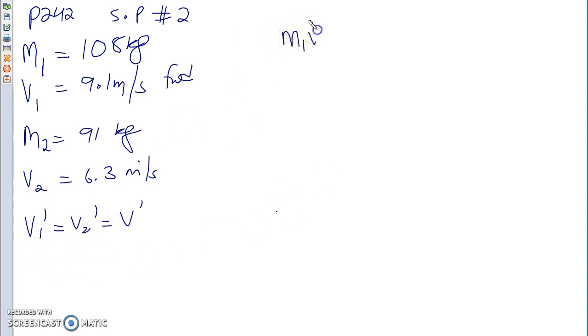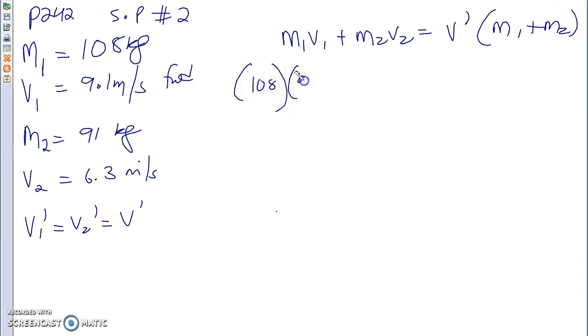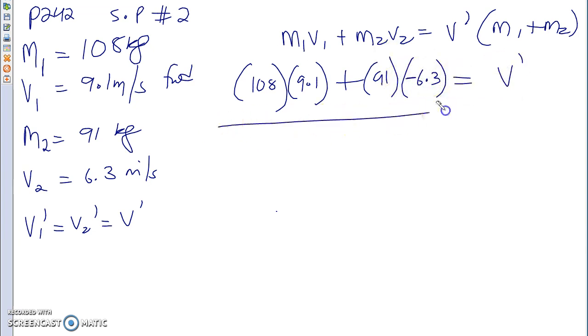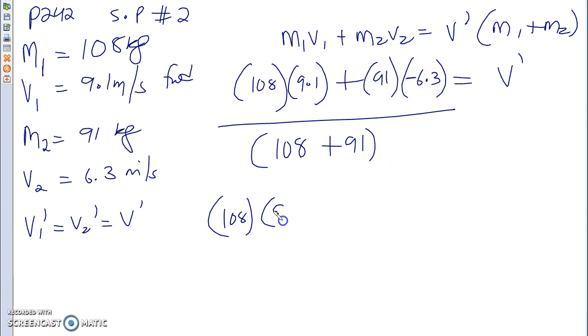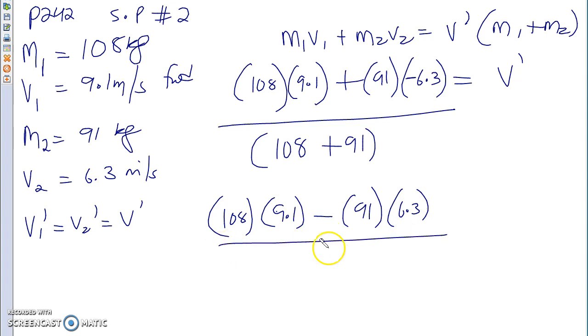So we're going to do m1 v1 plus m2 v2. Now we're going to change up the equation slightly, so it's going to become V prime times m1 plus m2, because after the collision both players join together. So we're going to do 108 times 9.1 plus 91 times negative 6.3, which equals V prime times 108 plus 91. Remember, it's a negative here. So it's going to be 108 times 9.1 minus 91 times 6.3, divided by 108 plus 91, which equals V prime.